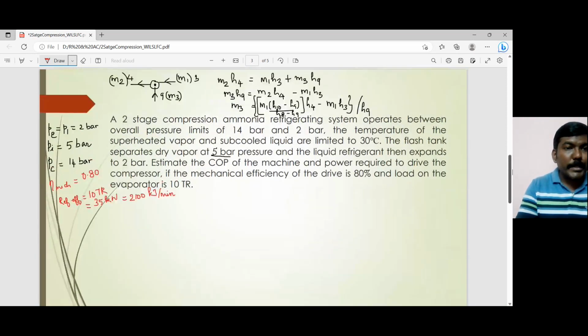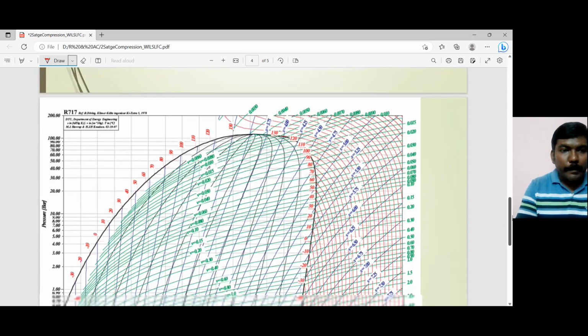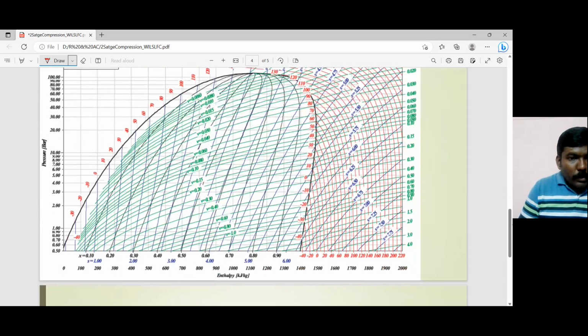So the operating pressures are 2, 5, and 14. The operating pressure 2 bar is my evaporator pressure. P5 is my intermediate pressure. And 14, let's say somewhere over here. So this is my 14 bar, which is the pressure of the condenser.